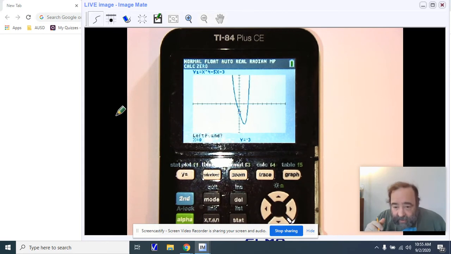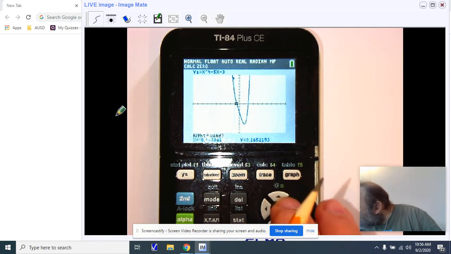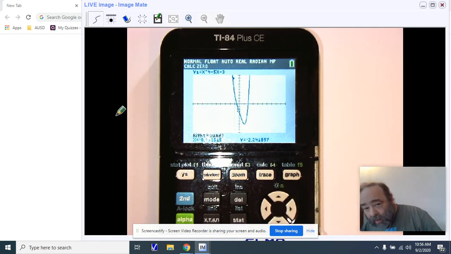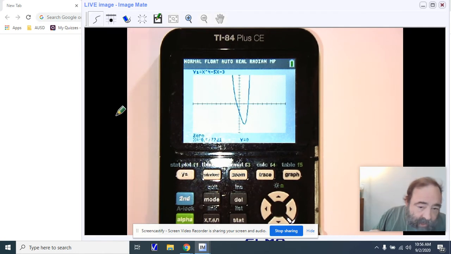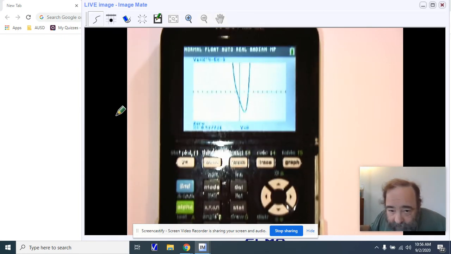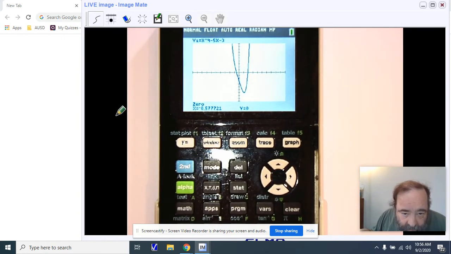Now we could have done that through the table. Lots of choices to find it. Either way, I'm set. I'm now going to have to find my x-intercept by going above, which is to the left, hitting enter, moving the right arrow down so I am below and to the right, hit enter, followed by enter and enter. And you'll notice that the value that I'm getting is negative 0.577721. Write the entire thing down, please.